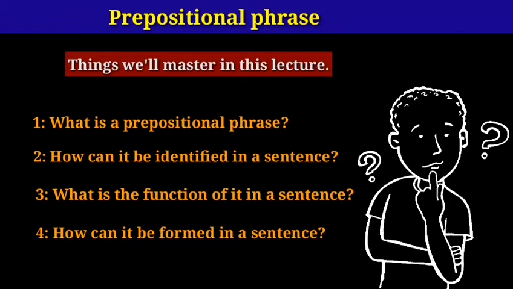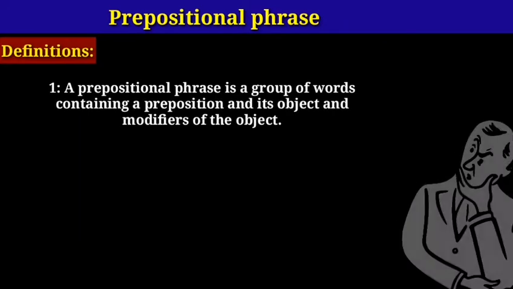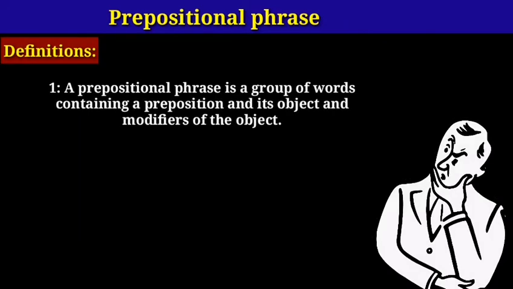Well guys, in order to understand prepositional phrase, we must consult different grammarians and their different definitions regarding prepositional phrase. Some of the dominant definitions are just like this. A prepositional phrase is a group of words containing a preposition and its object and modifiers of this object. It means that a prepositional phrase is a group of words that consists of a preposition, along with its object and modifiers.